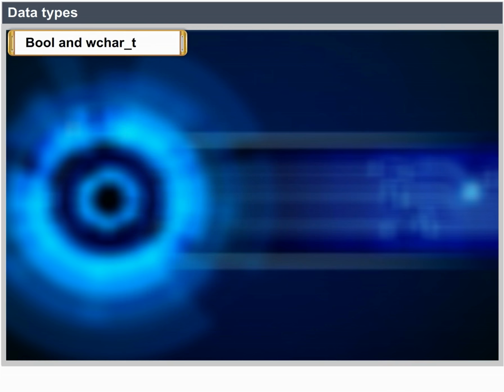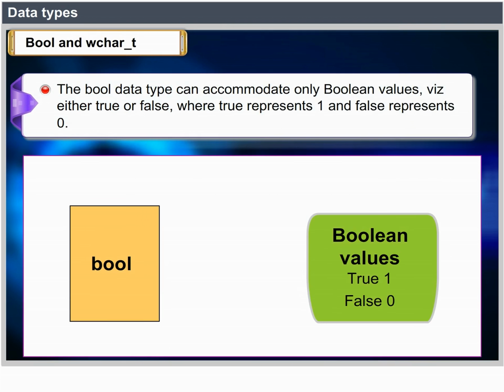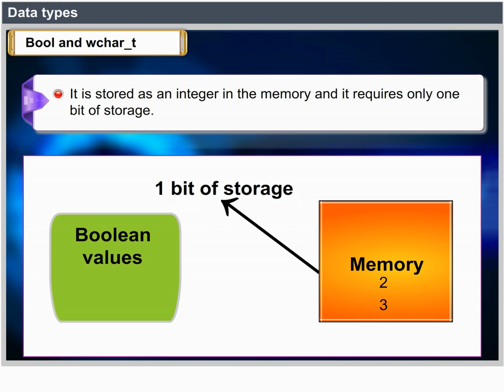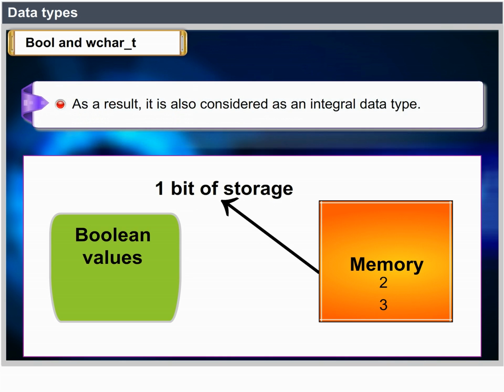Bool and wchar_t. The bool data type can hold only Boolean values, that is, either true or false, where true represents 1 and false represents 0. It requires only 1 bit of storage. However, it is stored as an integer in the memory. Thus, it is also considered as an integral data type.